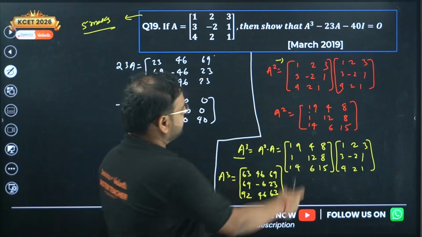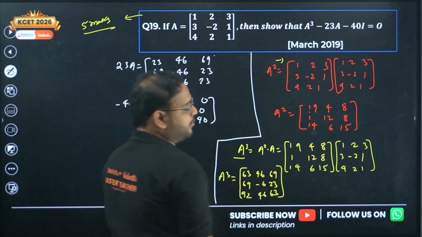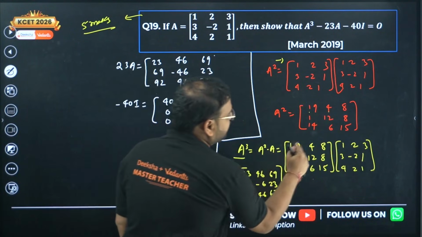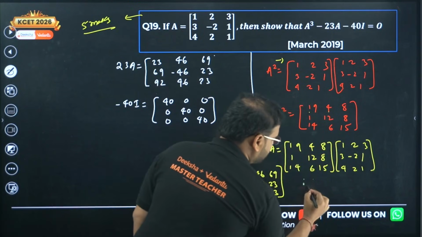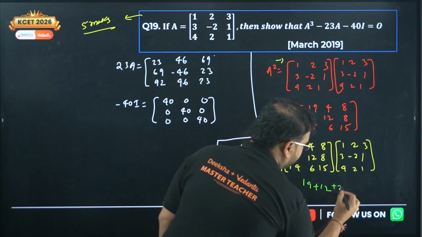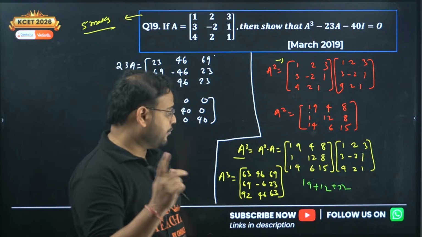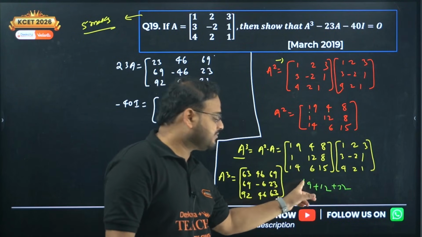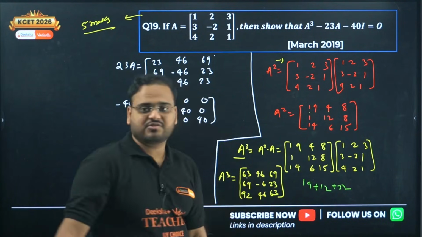How do you solve it? This is A square and A is this one. A is over here, A square is over here, now multiply. 19 into 1 is 19. 4 into 3, 12. 19 plus 12 is 32. 2 plus 2 is 4, plus 9 is 13. Carry is 1. And 3 plus 1 is 4, plus 5, plus 1 is 6. 63. This is 63 right here.